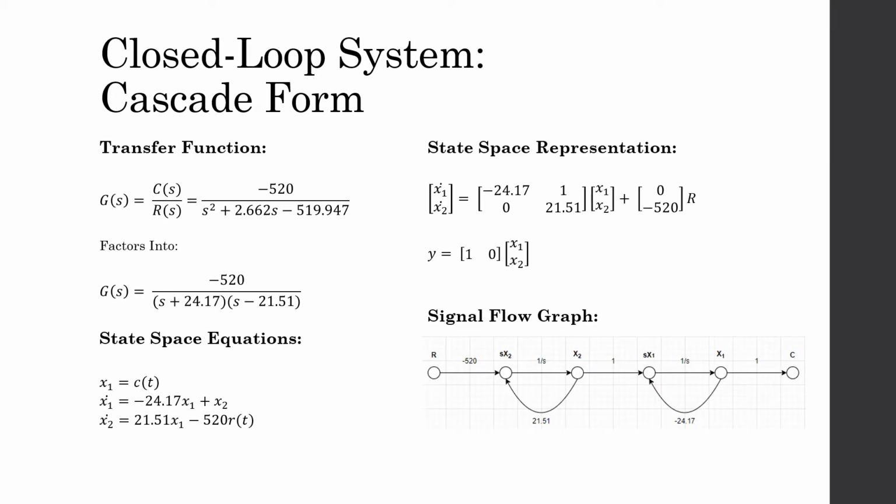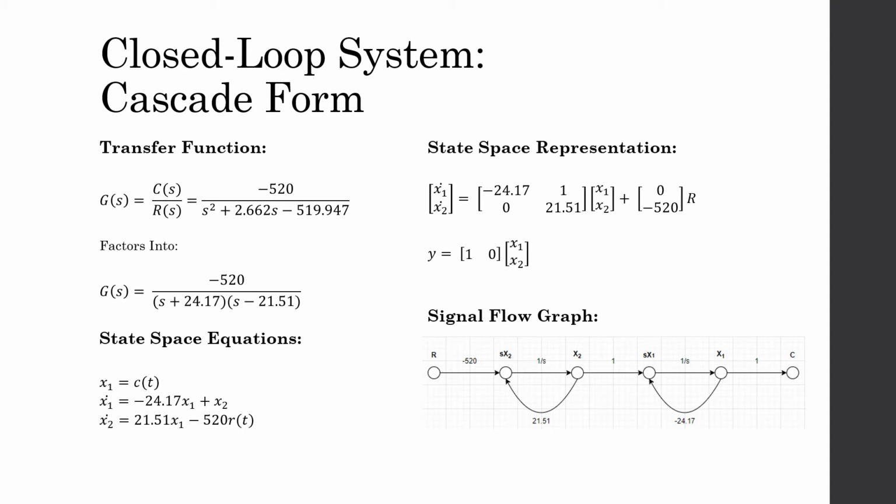On this slide, we see the cascade form of our closed loop system described above, where we see our transfer function here from the closed loop system, and it being factored into our appropriate poles here. Then using those poles and the block diagram method shown in class, we're able to find our state space equations, where x1 equals c(t), x1 dot equals negative 24.17 times x1 plus x2, and x2 dot equals 21.51 times x1 minus 520 times the input r(t).